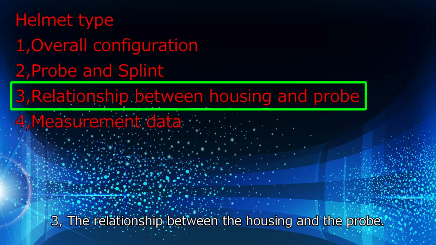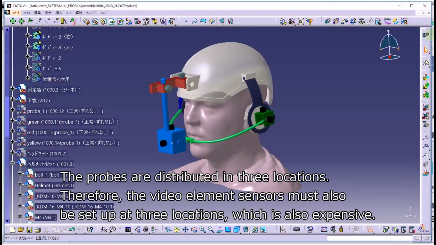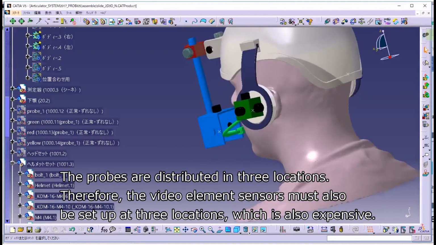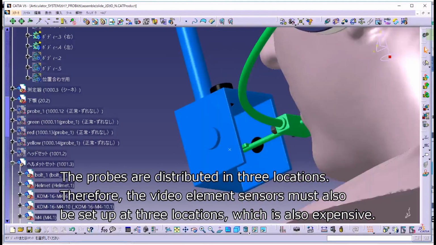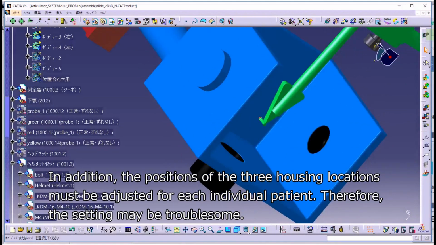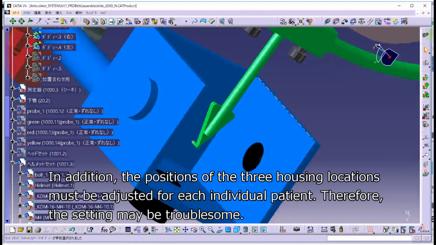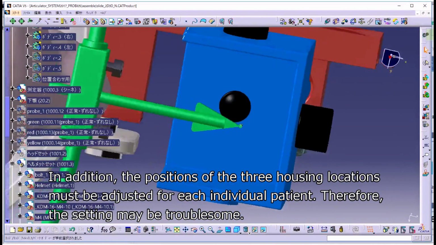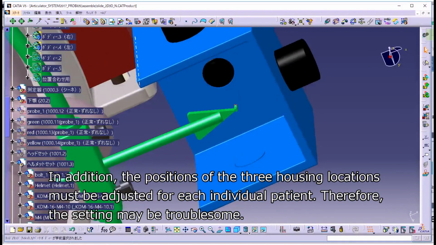3. The relationship between the housing and the probe. The probes are distributed in 3 locations. Therefore, the video element sensors must also be set up at 3 locations, which is also expensive. In addition, the positions of the 3 housing locations must be adjusted for each individual patient. Therefore, the setting may be troublesome.